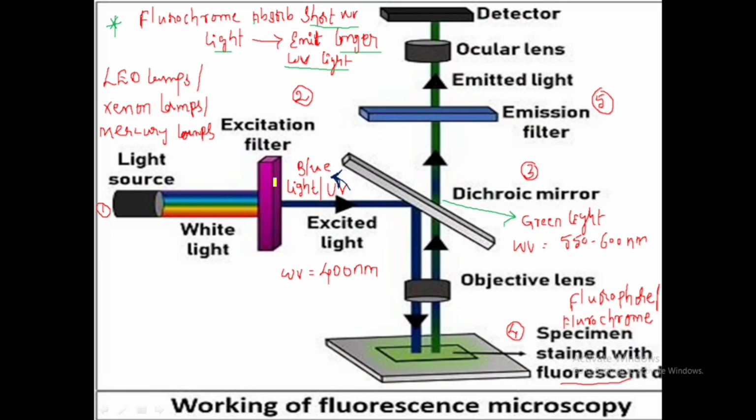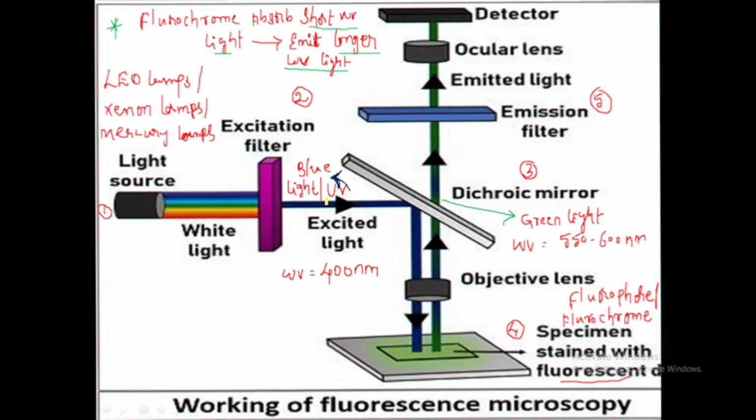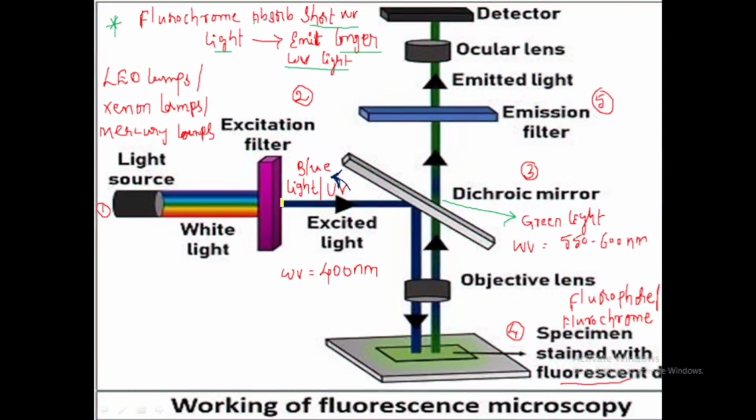Here you can see the excitation filter. Through this excitation filter only the blue light can pass; you can see the blue arrow mark in the image. This blue light is also called UV light. This is high intensity light with a shorter wavelength, about 400 nanometers.